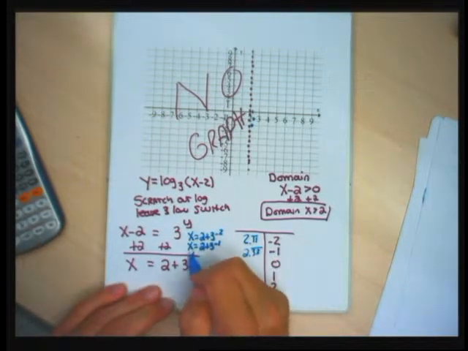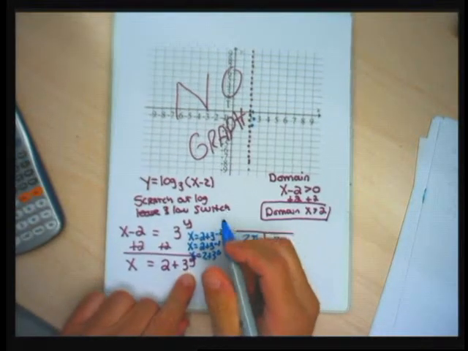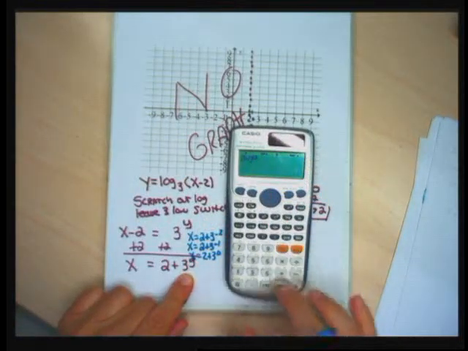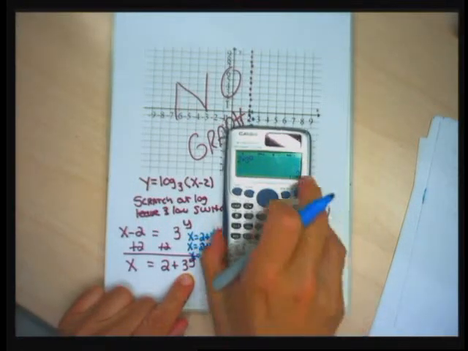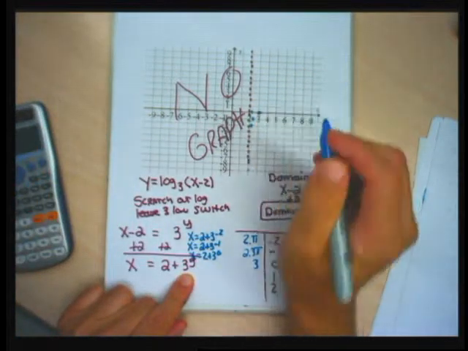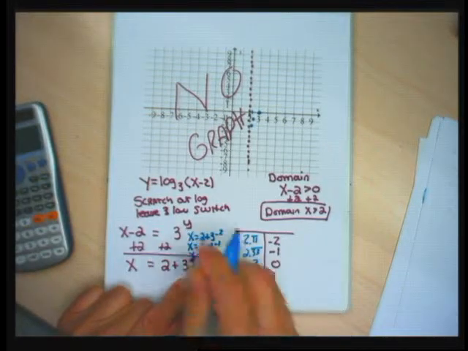Third point, I go x equals 2 plus 3 to the 0, just changing that y to 0. That one I could do easily without my calculator, but I got my calculator here. I'm going to use it. That gives me 3. So now I'm going to plot the point 3, 0. And then I'll go x equals 2 plus 3 to the 1.